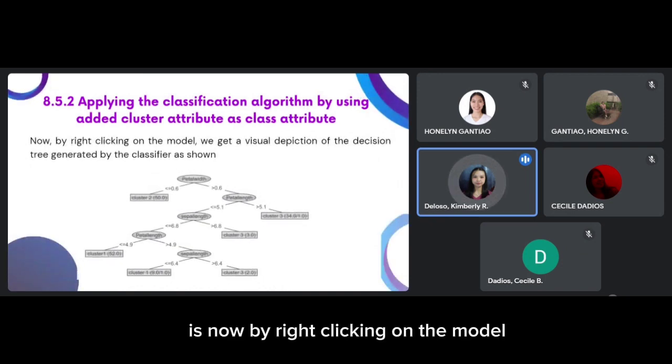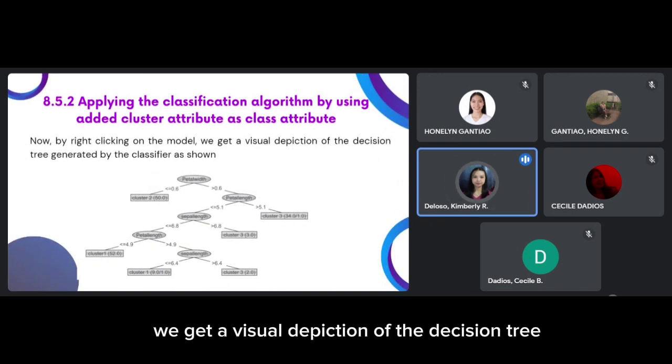Okay, so now by right-clicking on the model, we get a visual depiction of the decision tree generated by the classifier as shown.